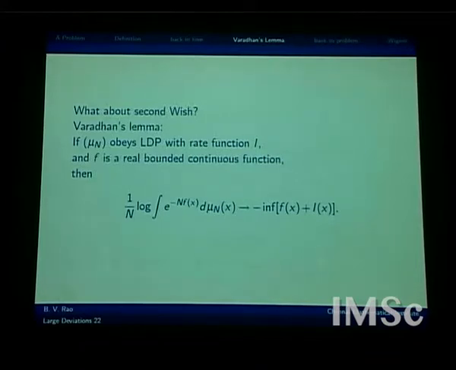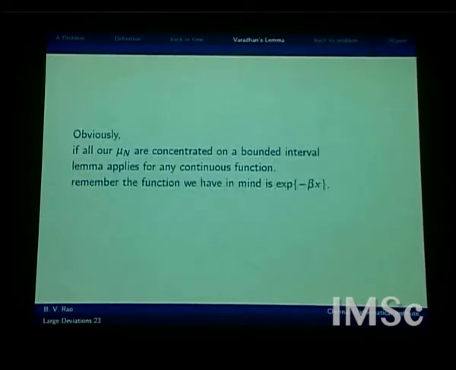And of course, in our case my function f(x) is beta x. That is not bounded. So, f(x) is beta x, not minus beta x. But if all our measures are concentrated on a bounded interval, that is okay, fine. You can say any continuous function, because the entire drama, if all the mu n's are concentrated on a bounded interval, takes place on a bounded interval. So, you can apply that theorem for any continuous function.